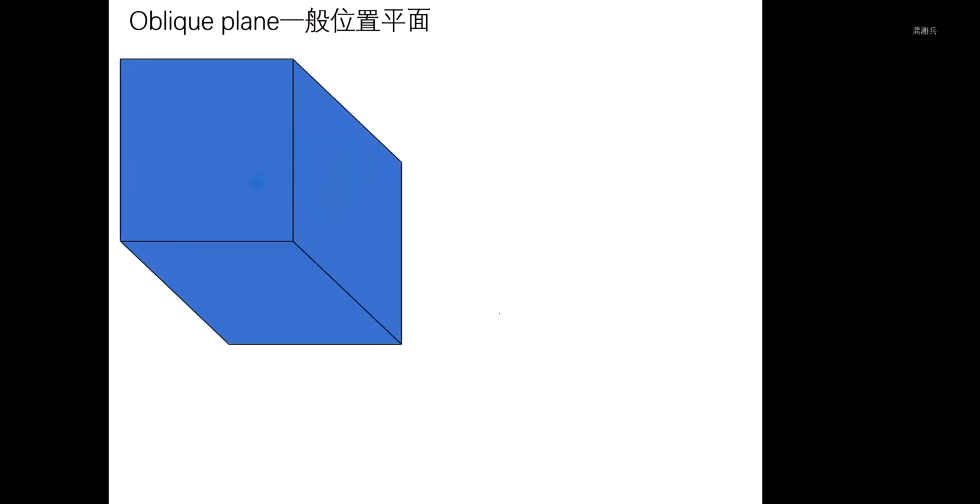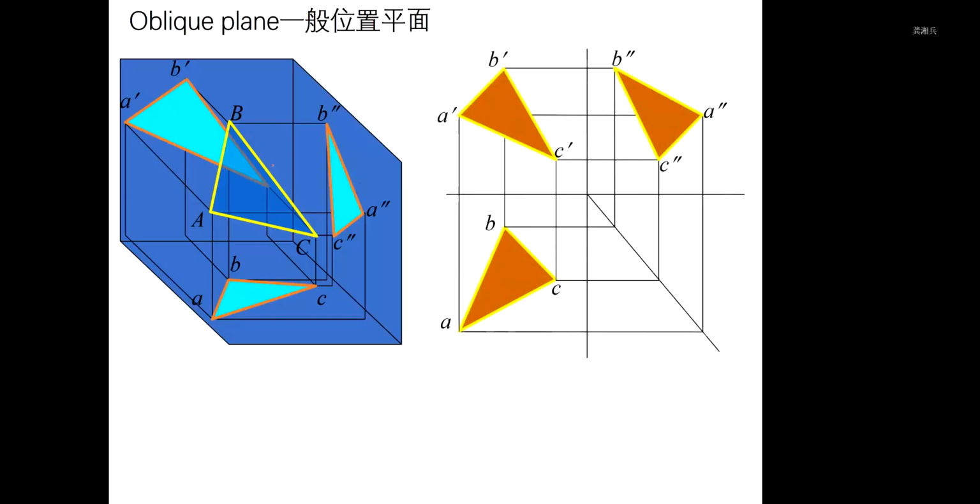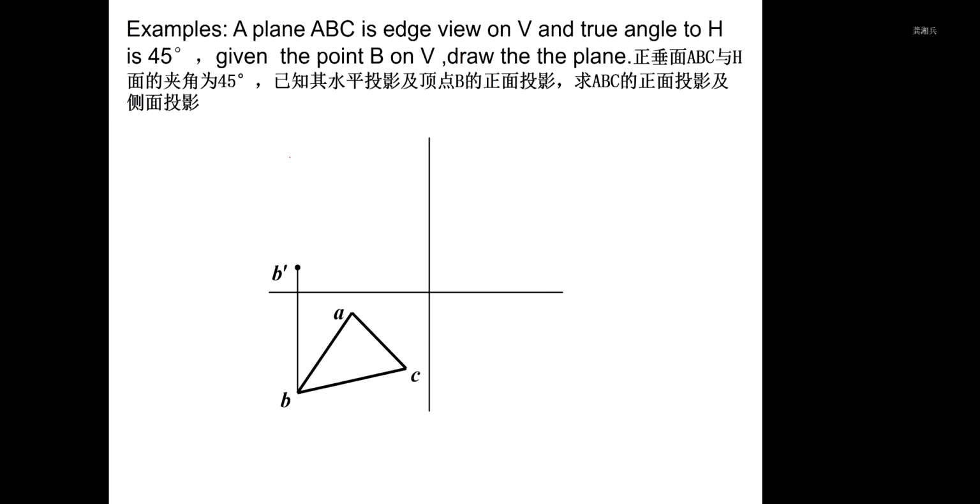Okay, for the oblique one, just like this shape, it is neither parallel nor perpendicular to the three projection planes. So all the projections are shapes in all three planes. This is an oblique plane. We call this one an oblique plane.